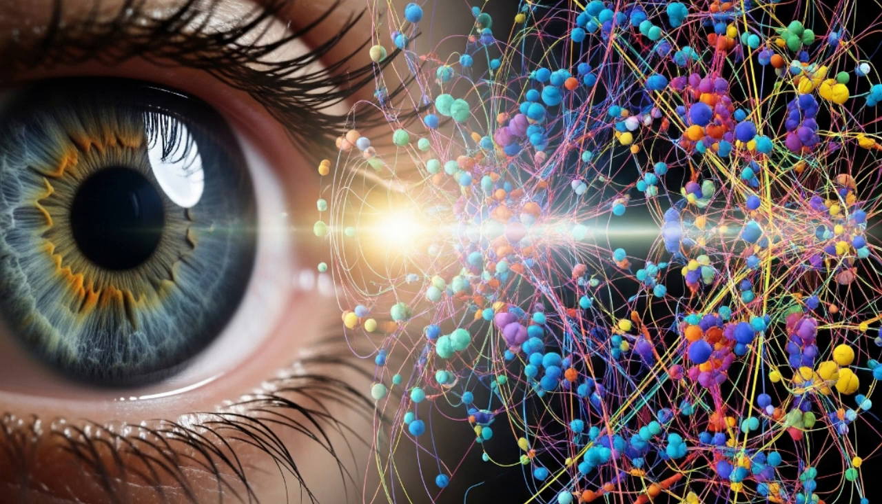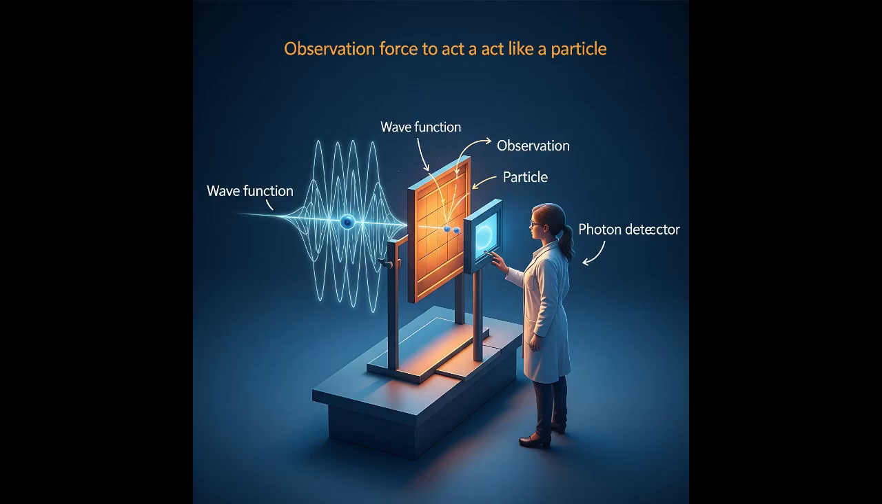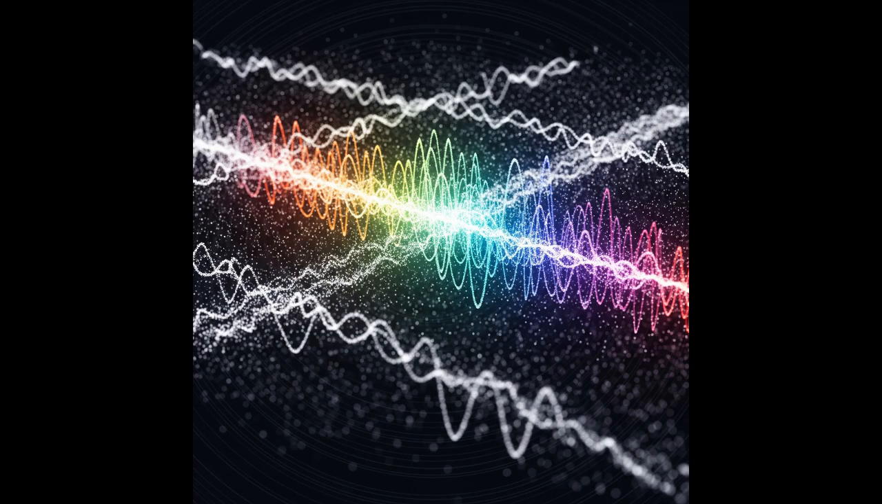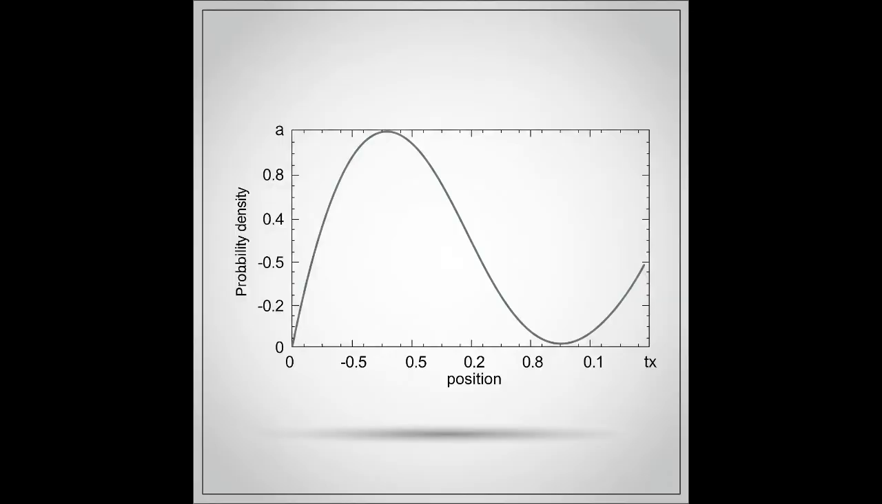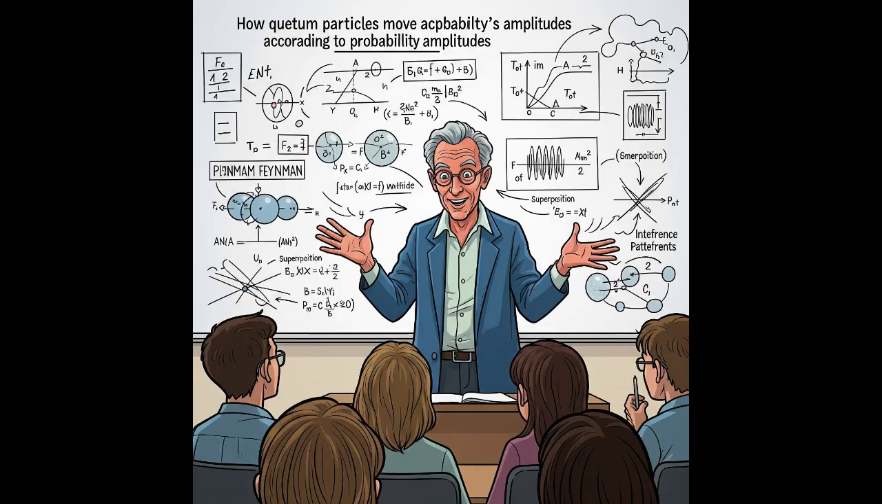Second, the influence of observation. The act of measuring or observing a quantum system fundamentally alters its behavior. Trying to determine an electron's path changes its outcome, forcing it to act like a particle. Third, probability amplitudes. Quantum mechanics doesn't deal in certainties, but in probabilities. Feynman showed us that particles move according to probability amplitudes that interfere with each other, leading to the observed patterns.